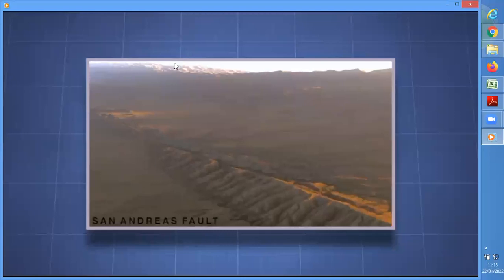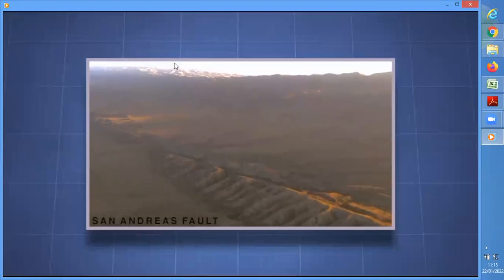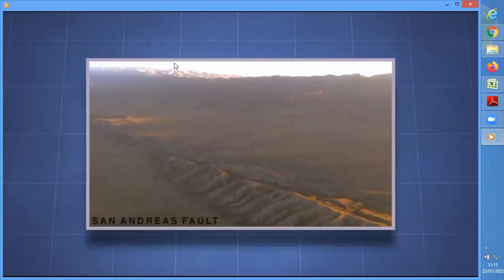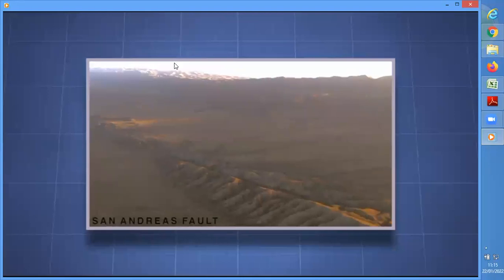The well-studied San Andreas Fault that runs through California is located where the North American plate slides past the Pacific plate. Researchers of the San Andreas Fault have determined that sections of the fault have accumulated sufficient strain to produce a major earthquake in the near future.